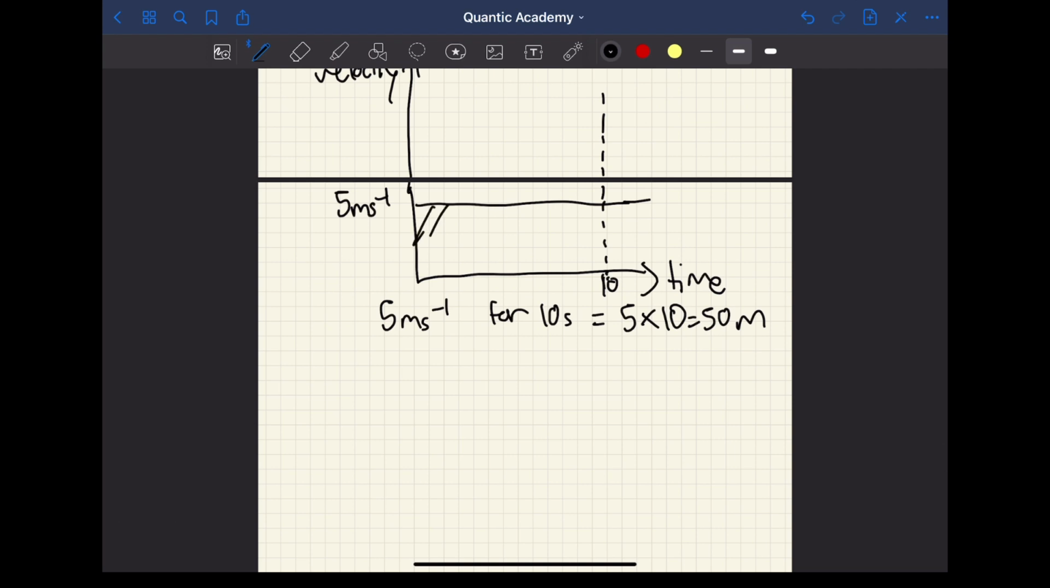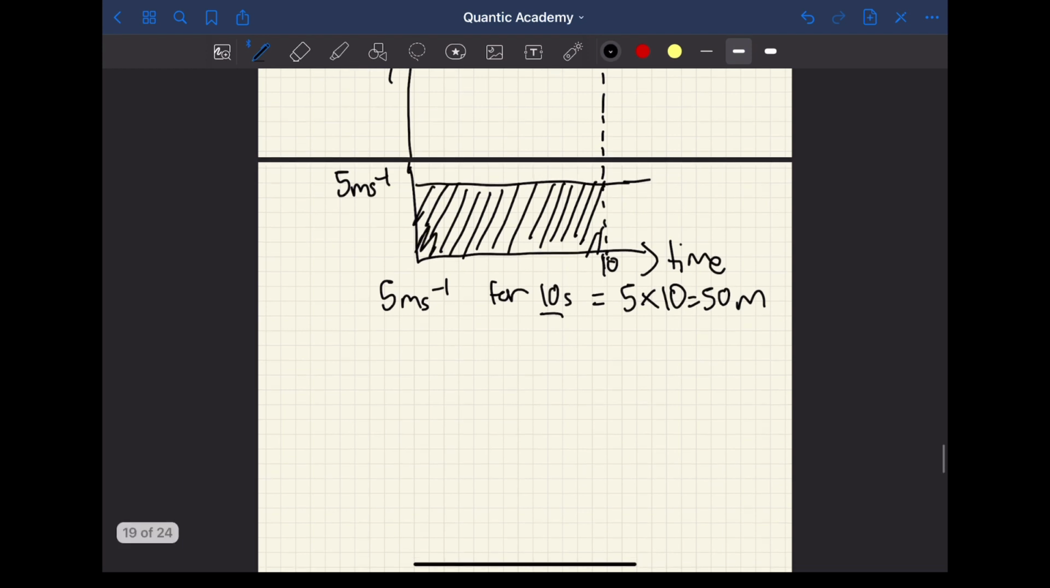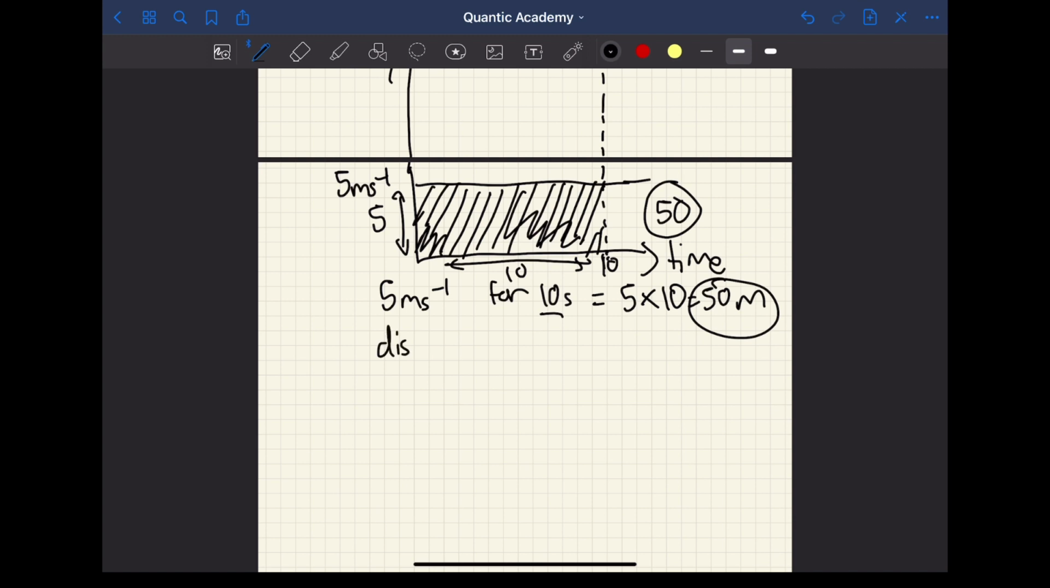Now, what's the area under the graph? It'll just be the area under this rectangle from 0 to 10, because I'm stopping at time 10. I'm traveling for 10 seconds, okay? The area under the graph will be the area of this rectangle. The height is 5, and the width is 10. So the area is 50. Oh, that's the same thing as the distance traveled. So the distance traveled is related to the area, okay?